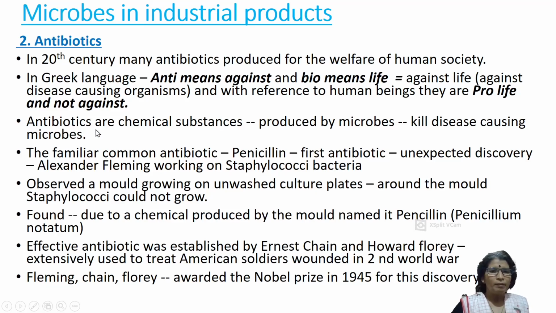Antibiotics are one kind of chemical substance which are produced by different types of microorganisms and kill disease causing microorganisms. The first, most familiar antibiotic is penicillin. This was unexpectedly discovered by Alexander Fleming. He was a microbiologist. When he was working on Staphylococcus bacteria, he discovered this penicillin antibiotic.